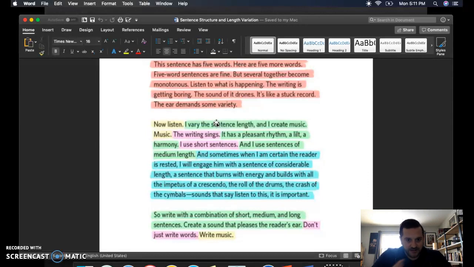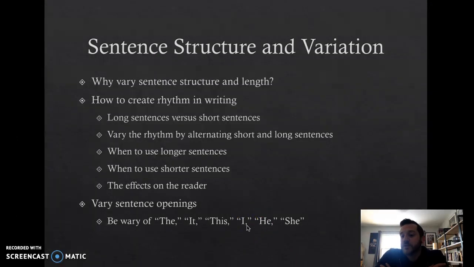So you can hear how that actually changes when there's variation like this, and then when it's all very formulaic and monotonous up here. Now, that said, there are times when you want to use a bunch of short sentences together intentionally, or a bunch of long sentences together intentionally. And this all has to do with psychology, actually.